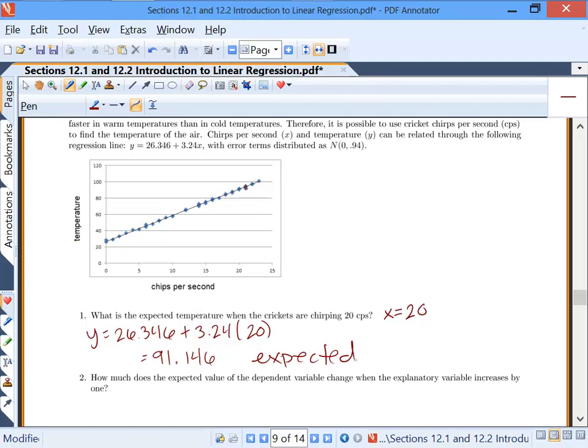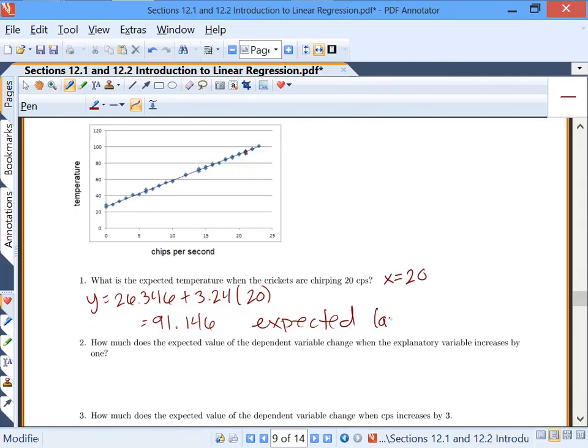Does that mean every time a cricket chirps at 20 chirps per second, it's going to be exactly 91.146 degrees? No, but overall, if you looked at this many times, the average or the expected value would be 91.146. So remember, this is our average. Not every individual value, but the average of the y values for 20 chirps per second will be 91.146.